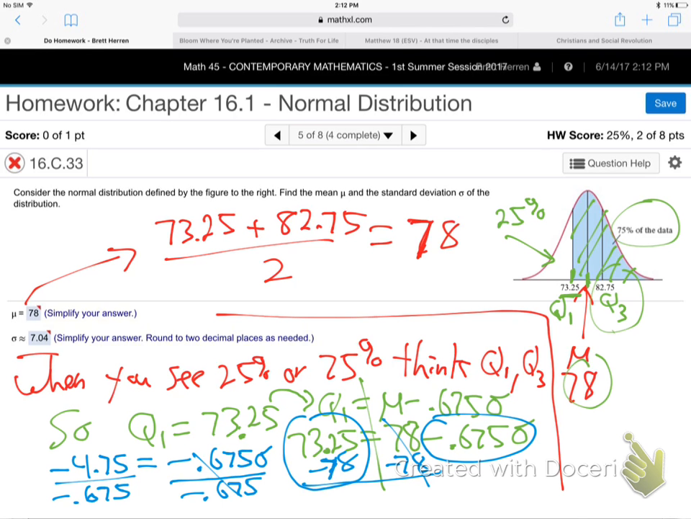And that's 7.04. Positive, because the two negatives make positive. Is that good on that? Everybody see? So again, the 75% made me think, oh, 75-25, that's Q1, Q3. So I identified Q1, I wrote the Q1 formula, and I knew Q1 was the 73.25. Plug it in, solve for sigma. Comes out 7.04 on your calculator.